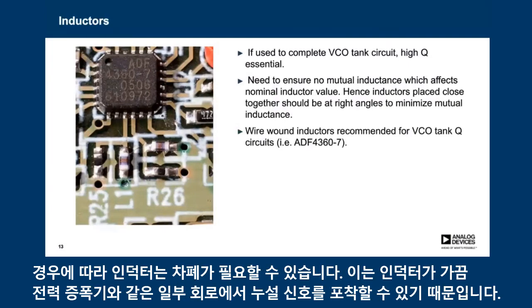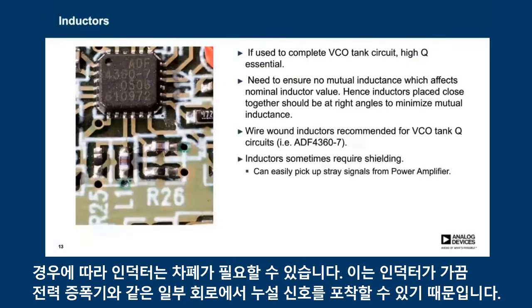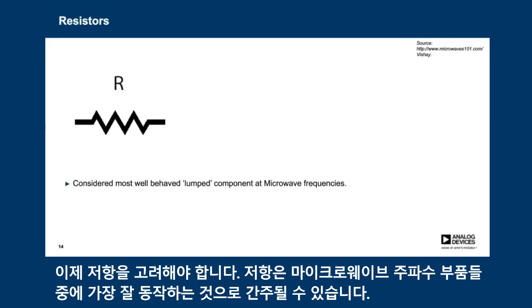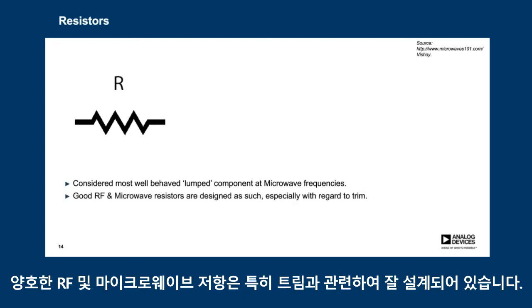In some cases, inductors can require shielding, because inductors can sometimes pick up stray signals from circuitry like a power amplifier. Considering then resistors, we could probably consider them to be the most well-behaved of the lumped components at microwave frequencies, and good RF and microwave resistors are designed as such, especially with regards to trim.